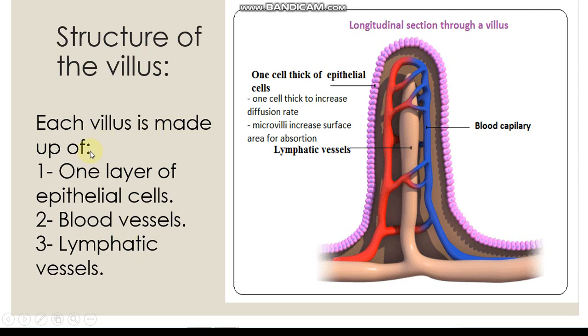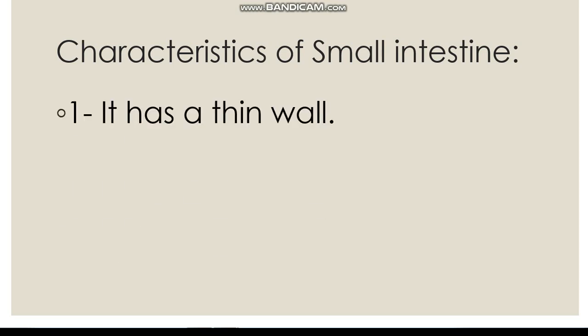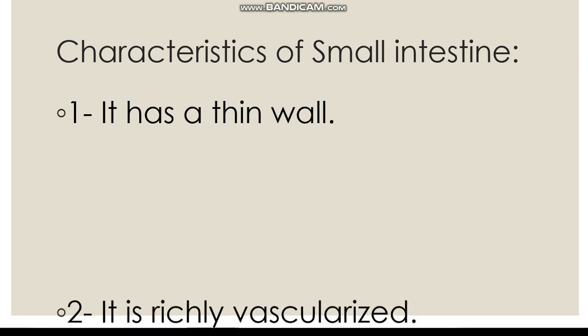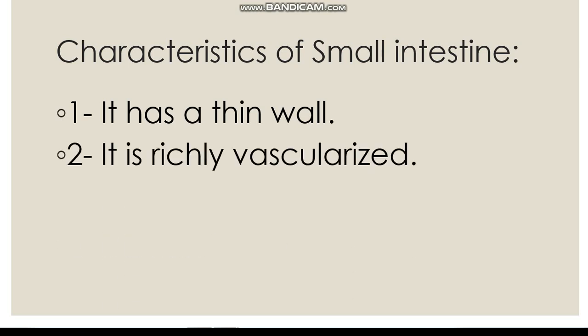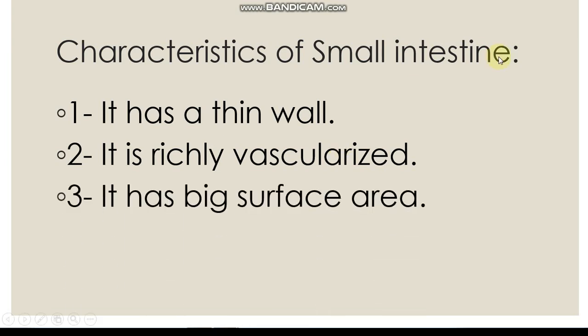So each villus is made up of one layer of epithelial cells, so it has a very very thin wall. يعني it's very thin. Okay, رفيعة كتير كتير. And it has blood vessels and lymphatic vessels, so it's richly vascularized. Okay, so نحنا نقدر نستنتج هلا انه we have three characteristics of the small intestine. First, it has a thin wall. Second, it's richly vascularized, rich in blood vessels. And finally, it has a big surface area.